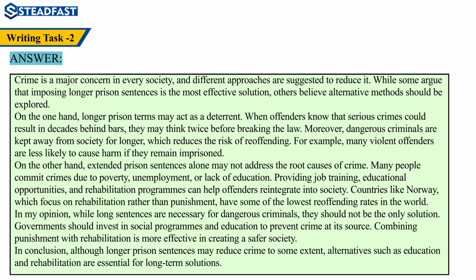In my opinion, while long sentences are necessary for dangerous criminals, they should not be the only solution. Governments should invest in social programs and education to prevent crime at its source. Combining punishment with rehabilitation is more effective in creating a safer society. In conclusion, although longer prison sentences may reduce crime to some extent, alternatives such as education and rehabilitation are essential for long-term solutions.